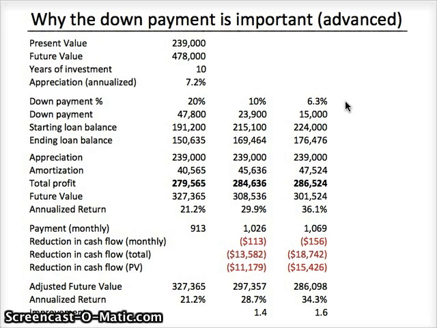The monthly payment for this investment is higher, so now it's $156 higher, and the reduction in cash flow would be $18,700 over the course of the investment. $286,000 future value on our investment of just $15,000 gives us an annualized return of 34.3%. So as you can see, you can add 13% to your annualized return. So every year for 10 years, you'd make an additional 13% just by having a down payment of $15,000 instead of $47,800.